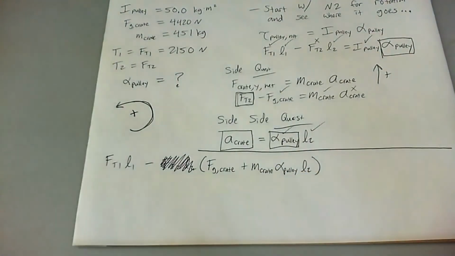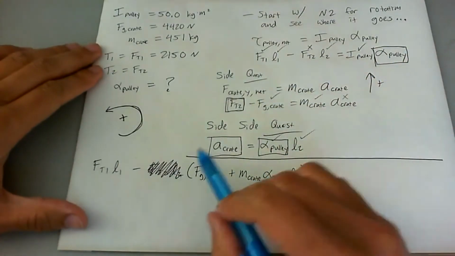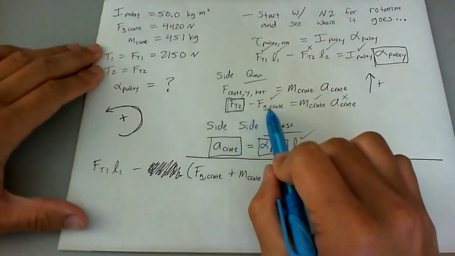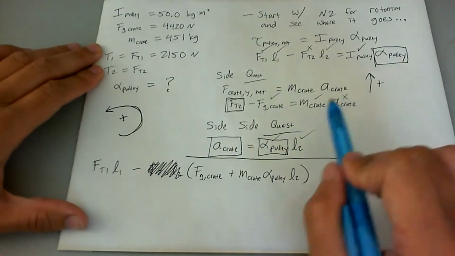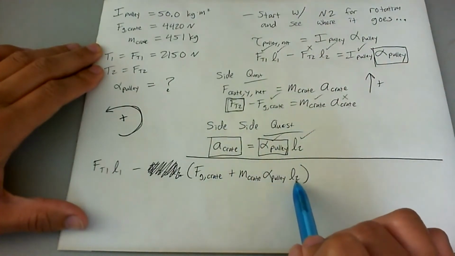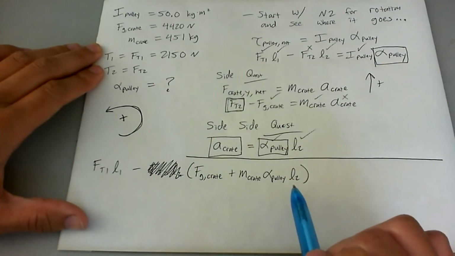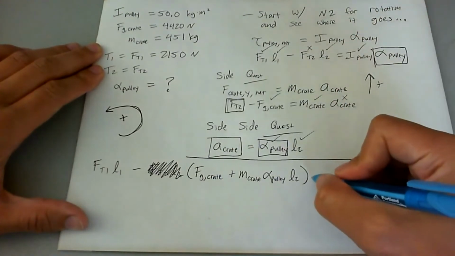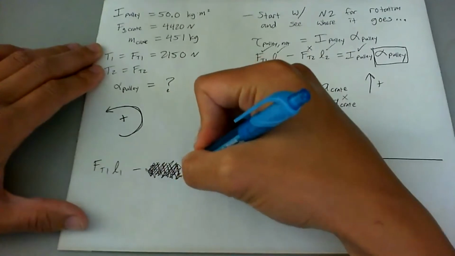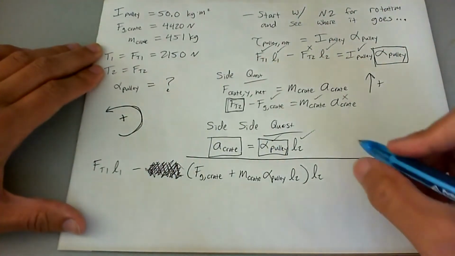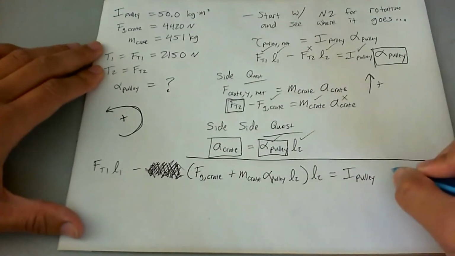That is a lot of nesting we did here. So let me try to make sure I got this straight. Instead of F2, I put FG crate plus M crate A crate. But then for A crate, I just put alpha pulley L2. Is that what I did? Yes, that's what I did. So now let's bring down L2 from our original equation. It's a lot of complicated thinking here. And then we're going to say that's going to equal I pulley times alpha pulley.